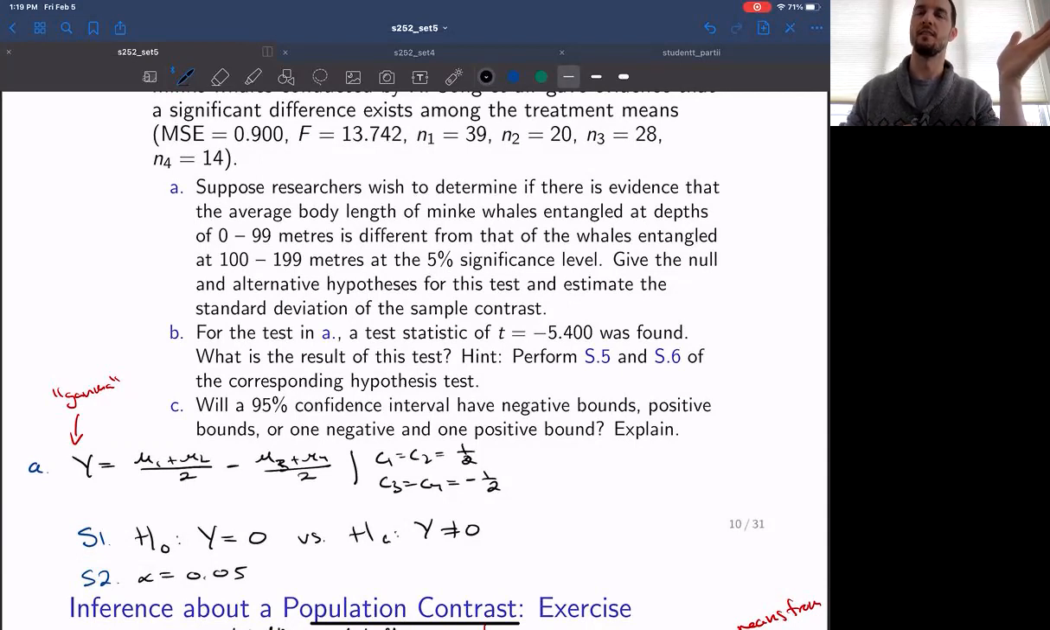Yes, for what? So the question that we're looking at is part C. Will a 95% confidence interval have negative bounds, positive bounds, or one negative, one positive bound? So we have looked at a two-tailed hypothesis test at the 5% significance level. So are the critical values for that hypothesis test and for the confidence interval going to be the same? Yes or no? And the answer to that question is yes. I'm wondering if anyone follows that logic or could say why.